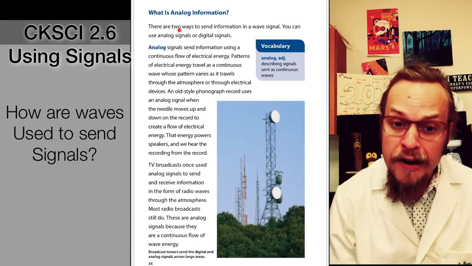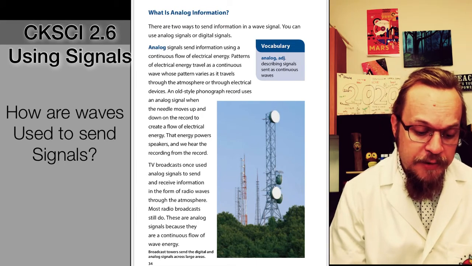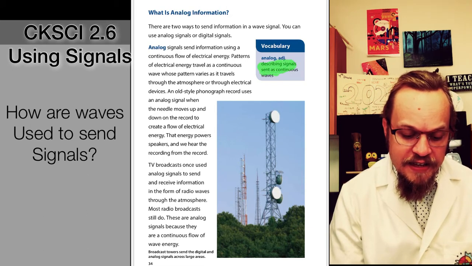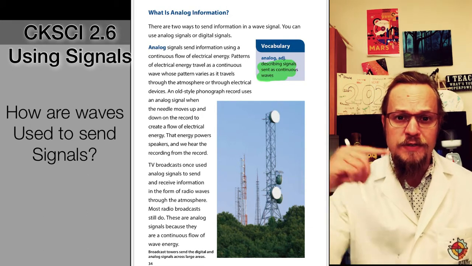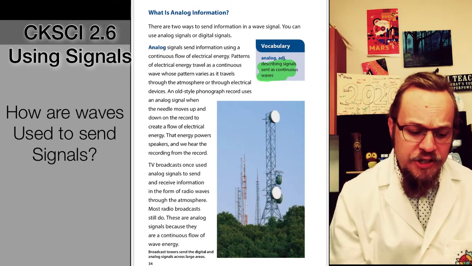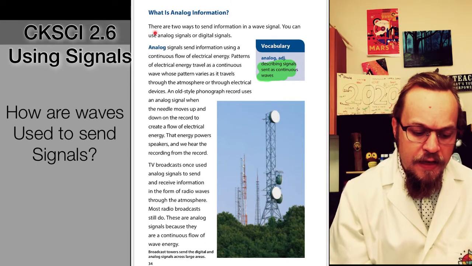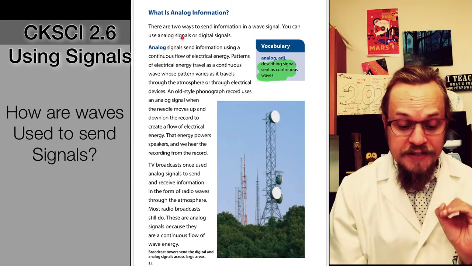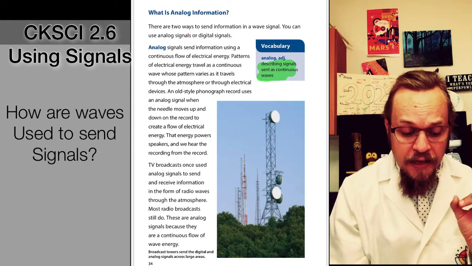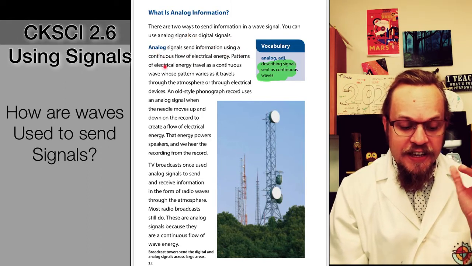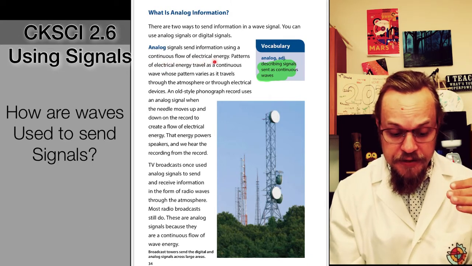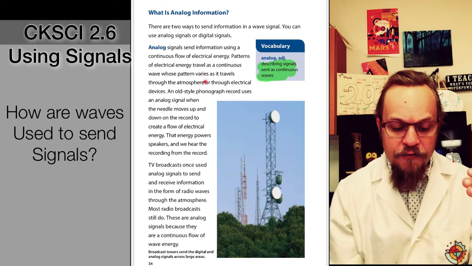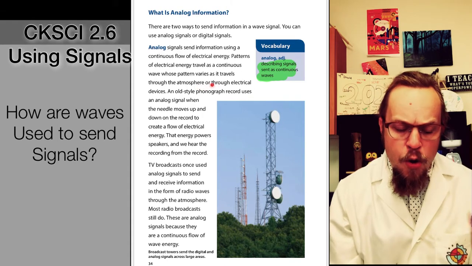What is analog information? The vocabulary term for this page is analog. Analog describes signals sent as continuous waves, so sent constantly from one transmitter to a receiver. There are 2 ways to send information in a wave signal. You can use analog signals or digital signals. Analog signals send information using a continuous flow of electrical energy. Patterns of electrical energy travel as a continuous wave, whose pattern varies as it travels through the atmosphere or through electrical devices.